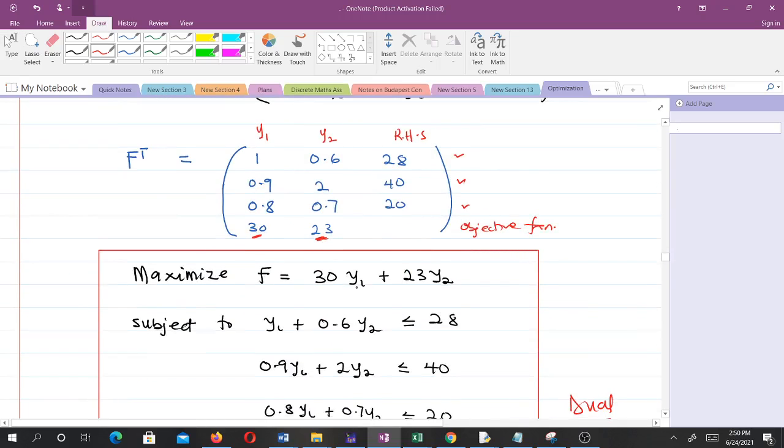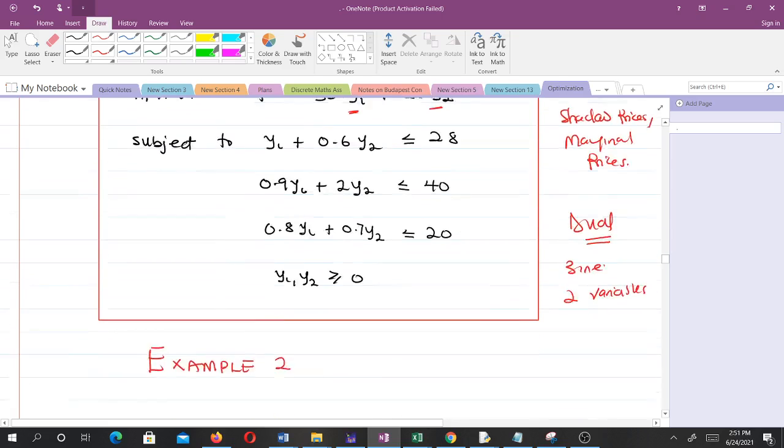The y1 and y2, which we seek to find if we solve this LP model, are what we call shadow prices. We will later on in the video define what they are: shadow prices or marginal prices.